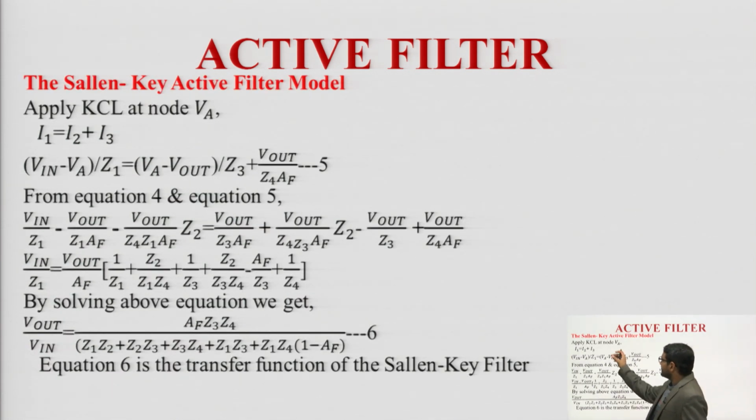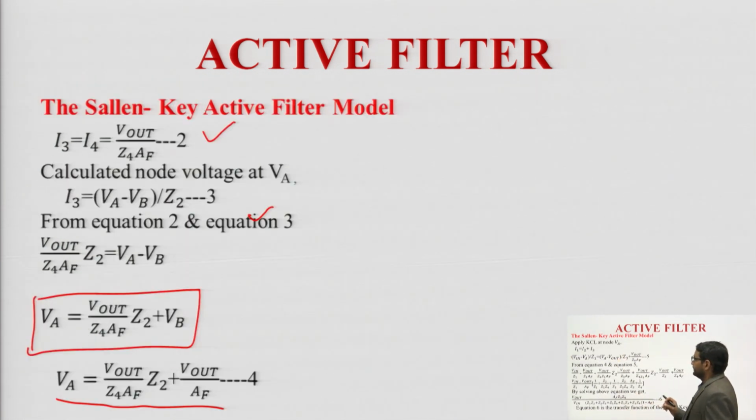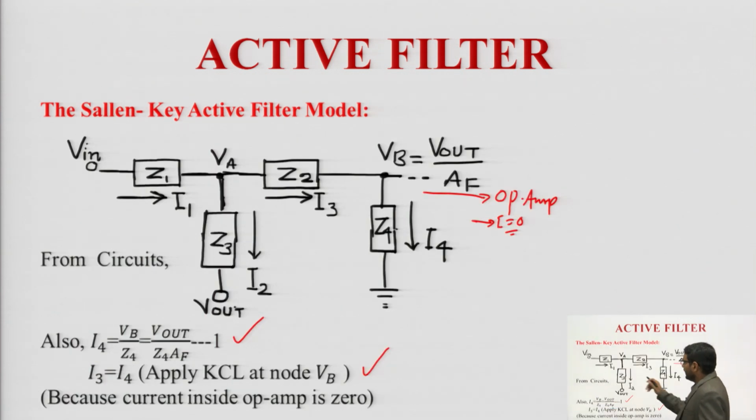Now, apply KCL at the node VA. If you apply the KCL at this node VA, then we get the incoming current equal to the outgoing current.